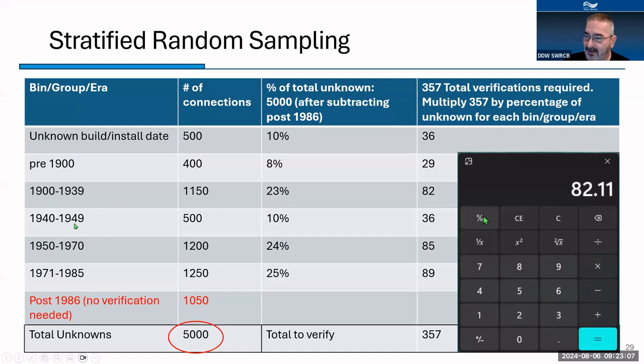Okay. So again, here's 1150 is 23%, 500 is 10%, 1200 is 24%. And so it's the percentage of your homes that make up your distribution system in each of these bins. To calculate that, you take 357 and multiply it by that percentage. So that gives you 36, 29, 82, and on down to where you have 357 field verifications to be done out of 5,000.